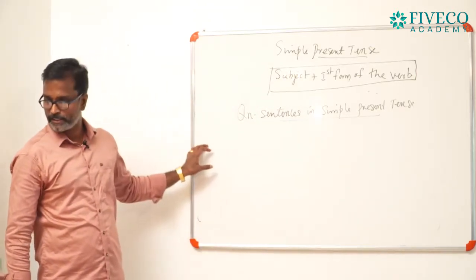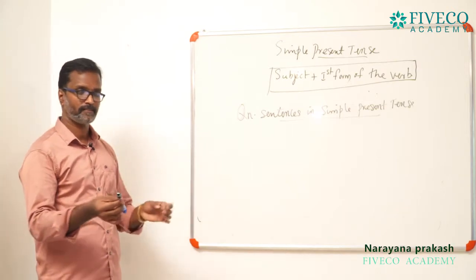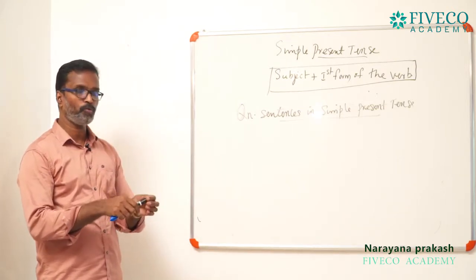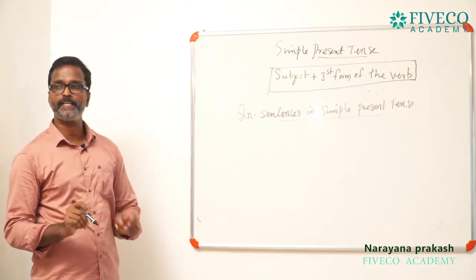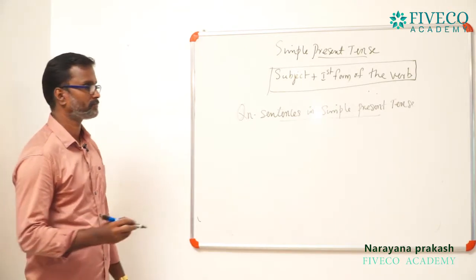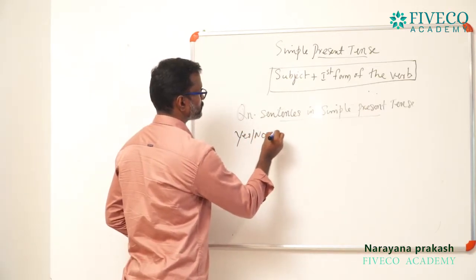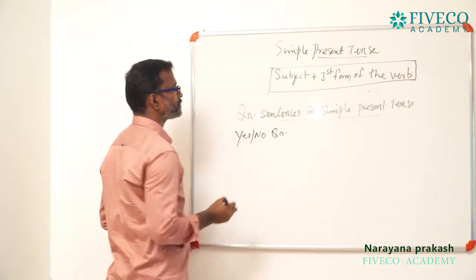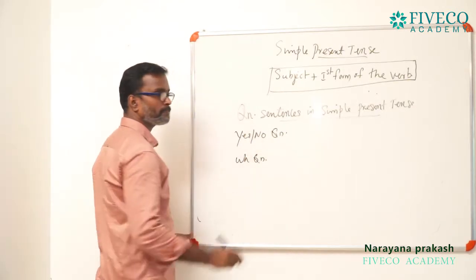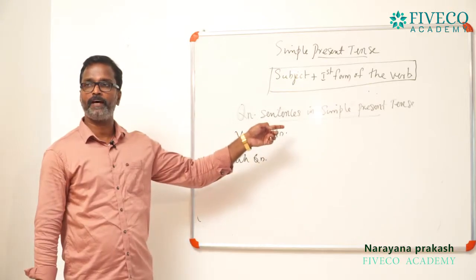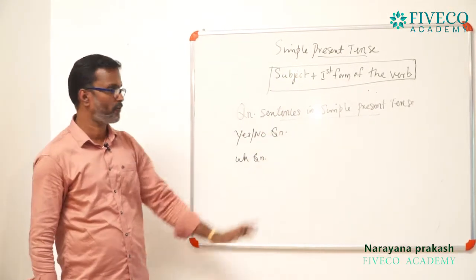There are two types of questions in English. Do you know that? There are two types of questions in English: yes or no question and WH question. And each has a formula. For yes or no question, there is a formula.